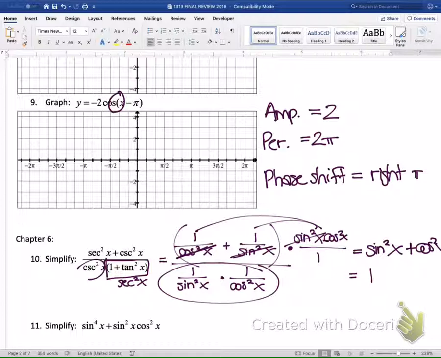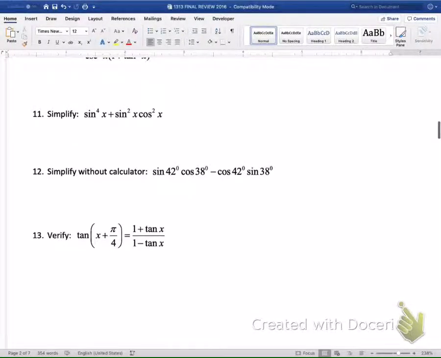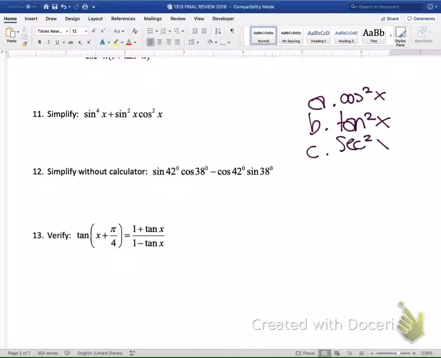If I wanted to type in sine to the fourth plus sine squared times cosine squared, they would have some multiple choice answers. So let me just make up some multiple choice answers to question 11 for you. Answer A is cosine squared. Answer B is tangent squared. Answer C is secant squared. And answer D is sine squared.